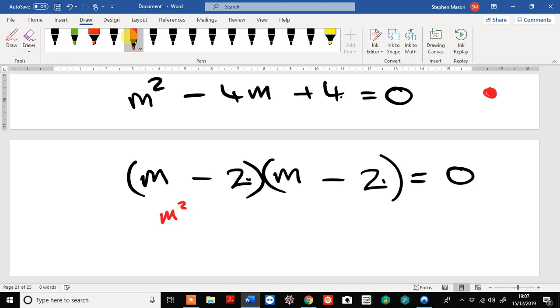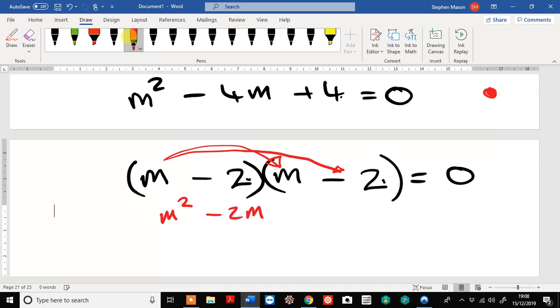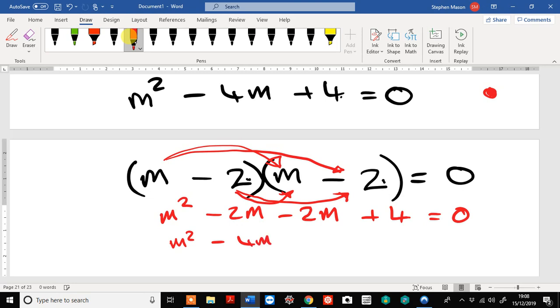So we do m times m, which is m squared, m times minus 2, which is minus 2m, minus 2 times m is minus 2m, and minus 2 times minus 2 is plus 4. And that should be equal to 0. So we've got m squared minus 4m plus 4 equals 0.